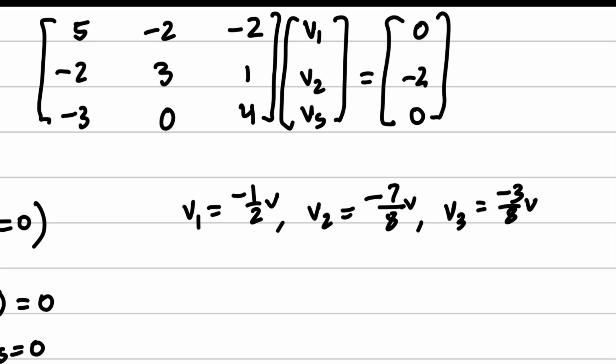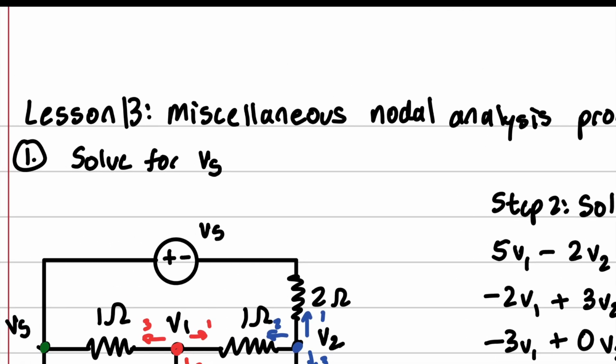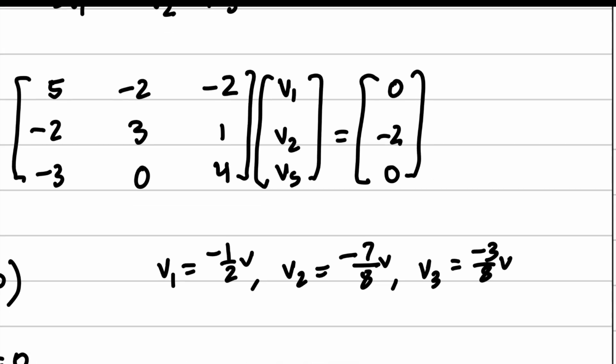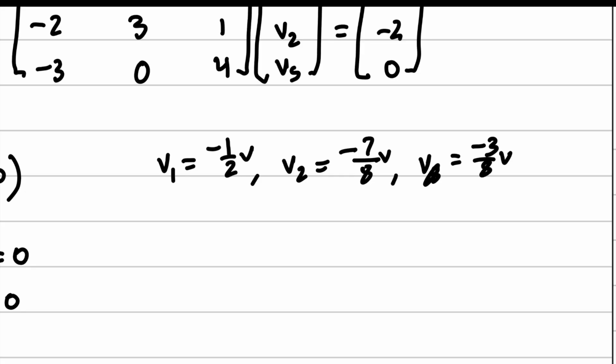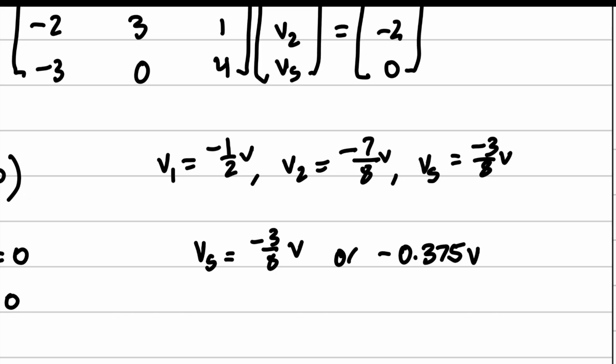And what did the problem ask? It asked for Vs, so we are going to only report Vs. Vs is equal to -3/8 volts, or for the decimal people, I don't know what your professor likes, but I'll write down the decimal as well, -0.375 volts. And this is the answer.